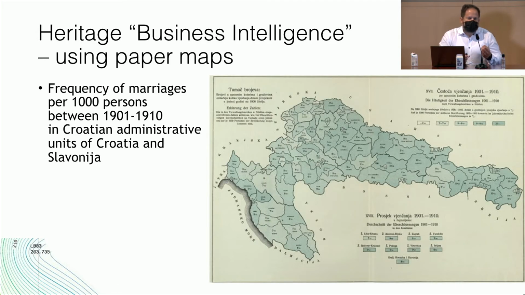And this is not something that is new. This is something that has been used for a while. So in this case, you see a map that looks like a very contemporary GIS map, but actually it's a map of frequency of marriages in Croatia from the beginning of the 20th century.